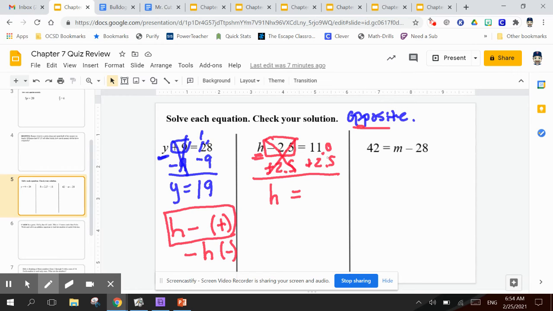So when I add those two together, 0 plus 5 is 5. Decimal, decimal, decimal. 1 plus 2 is 3. 1 plus 0 is 1.